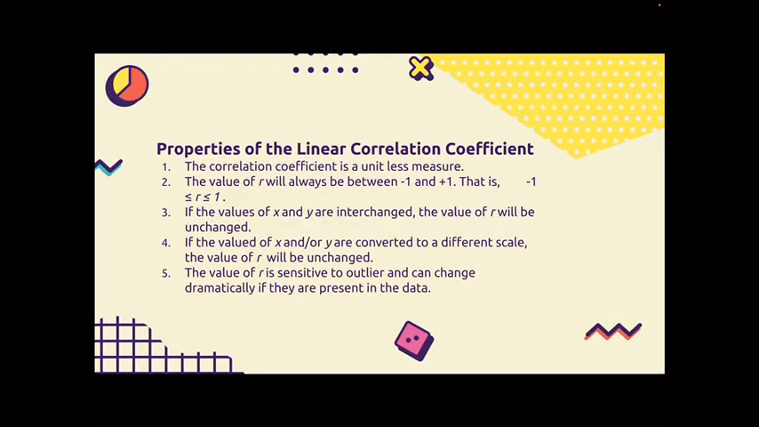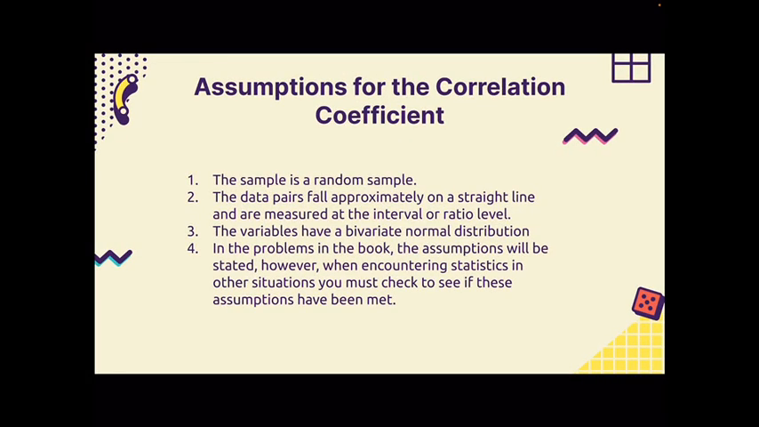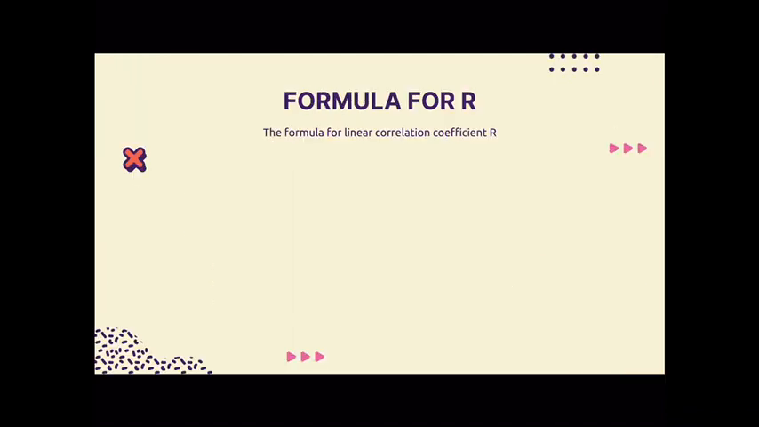These are the properties of the linear correlation coefficient that should be followed. These are the assumptions for the correlation coefficient that are necessary to be met in order to proceed. This is the formula for R, the linear correlation coefficient.